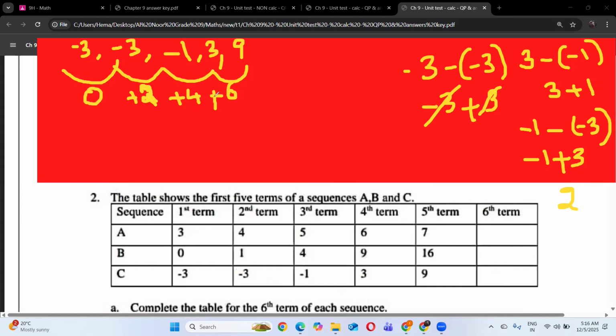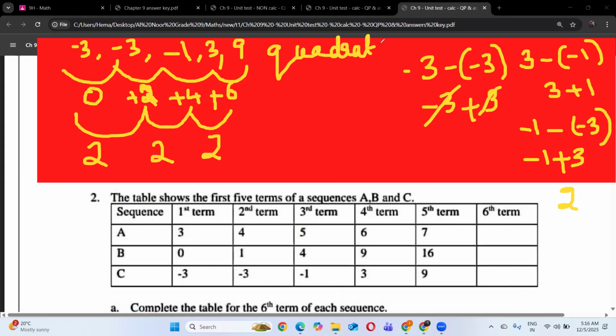Now let's check. The first difference is not the same. Let's check the second difference. 6 minus 4 is 2. 4 minus 2 is 2. 2 minus 0 is 2. So the second difference is the same. This one we can call a quadratic sequence. If it is a quadratic sequence, the rule applies to find the nth term. So here 2a is equal to 2, and 3a plus b equals 0. And next, a plus b plus c equals minus 3.